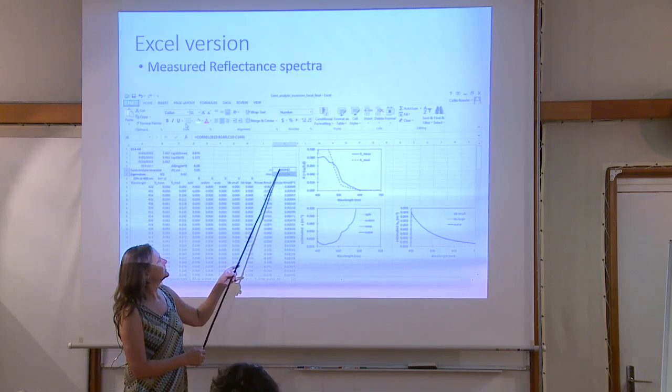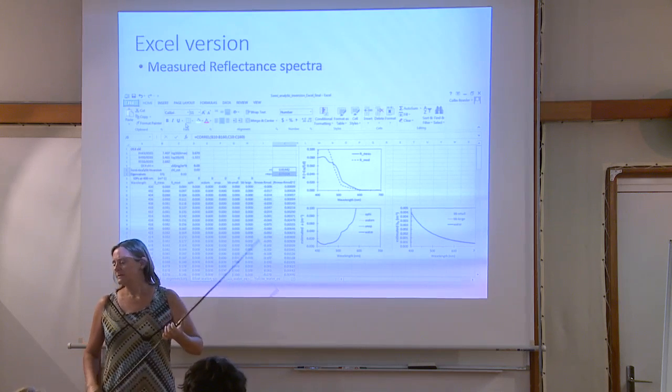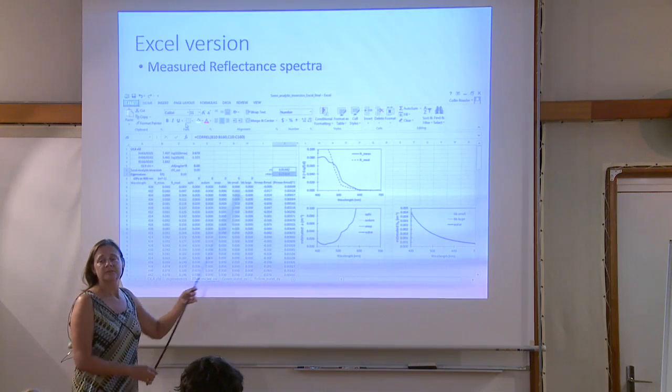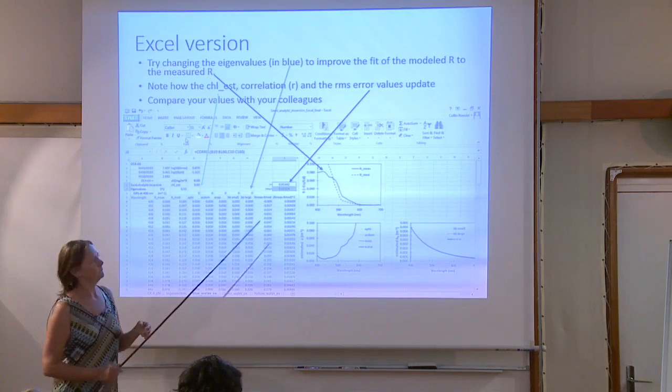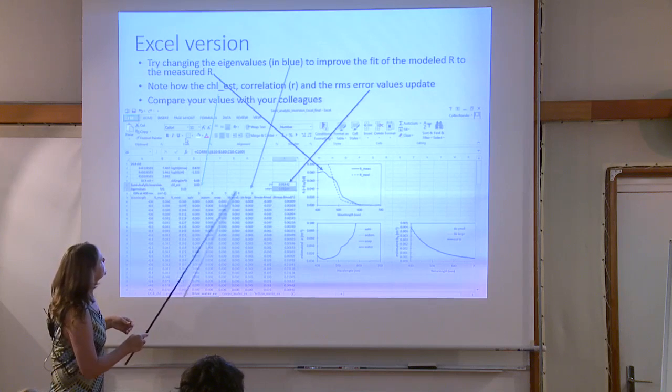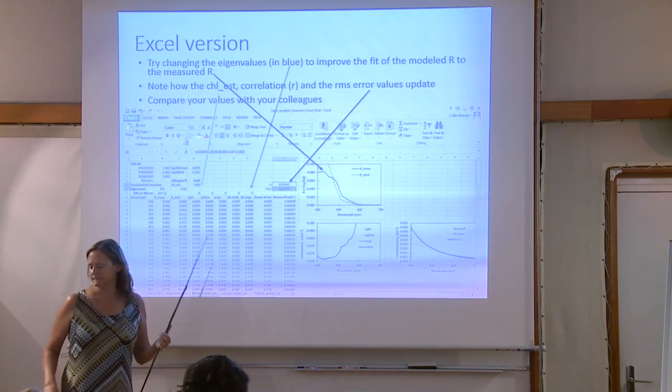And this calculates the correlation coefficient and the RMS error between the measured and the modeled. And so you fool around trying to figure out which is which. And I think you can do the same. So you try changing these values. And then you can do the same with the green water and the yellow water.